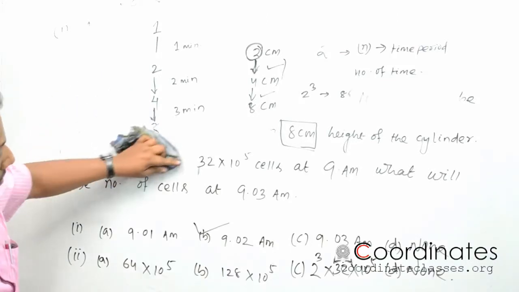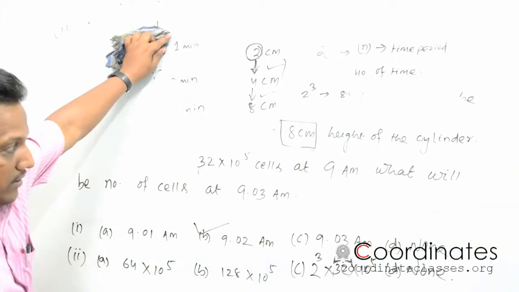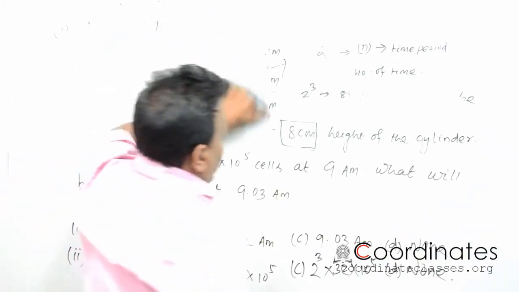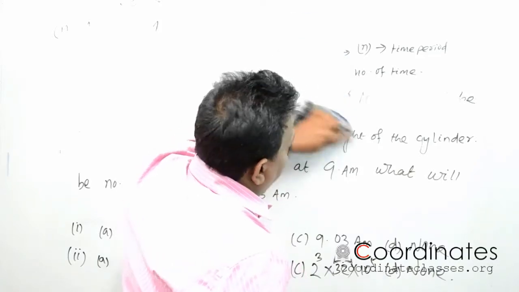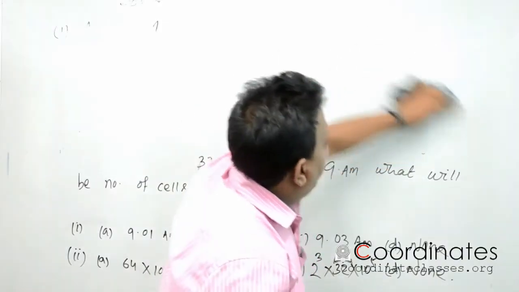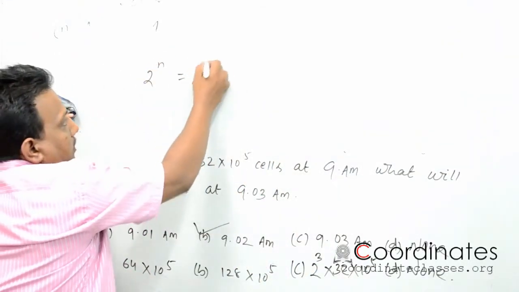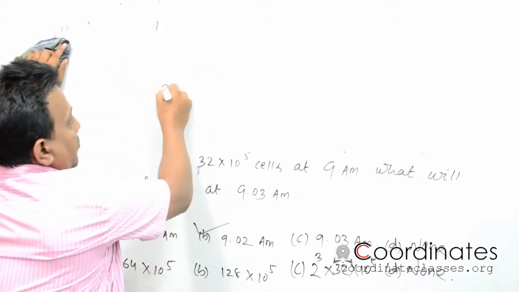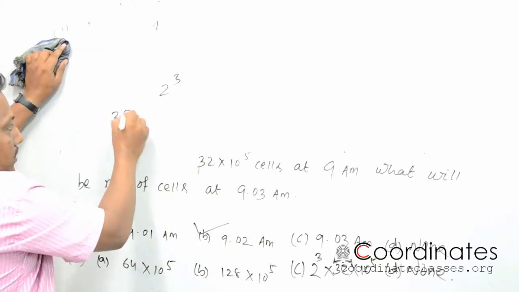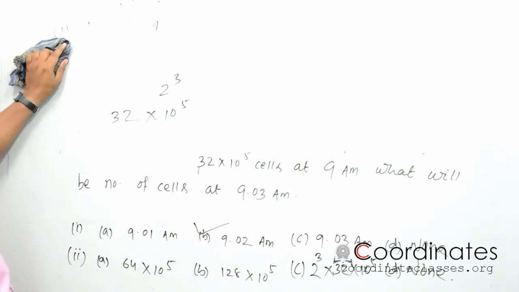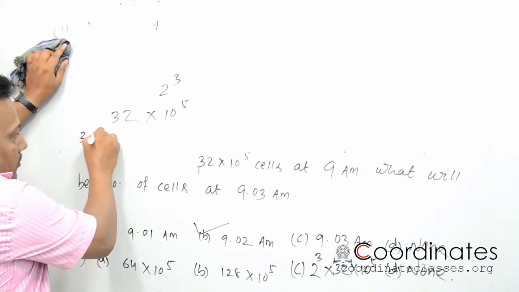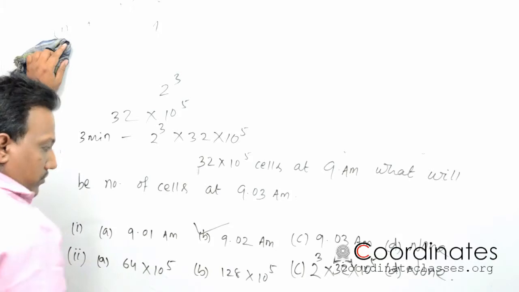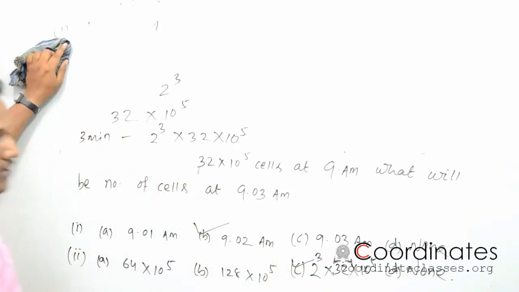The second question, the cylinder contains 32 into 10 to the 5 cells at 9 am. What will be the number of cells at 9:03 am? Now, how many divisions will it undergo within 3 minutes? 3 times division. It means the total number of cells will be 2 to the power n. This n is replaced by 3 here. So 2 to the power 3 cells, if there is one cell in the medium. Now the medium contains an initial number of cells of 32 into 10 to the 5. So after 3 minutes, the total number of cells will be 2 to the power 3 into 32 into 10 to the 5. So this question's answer is option C.